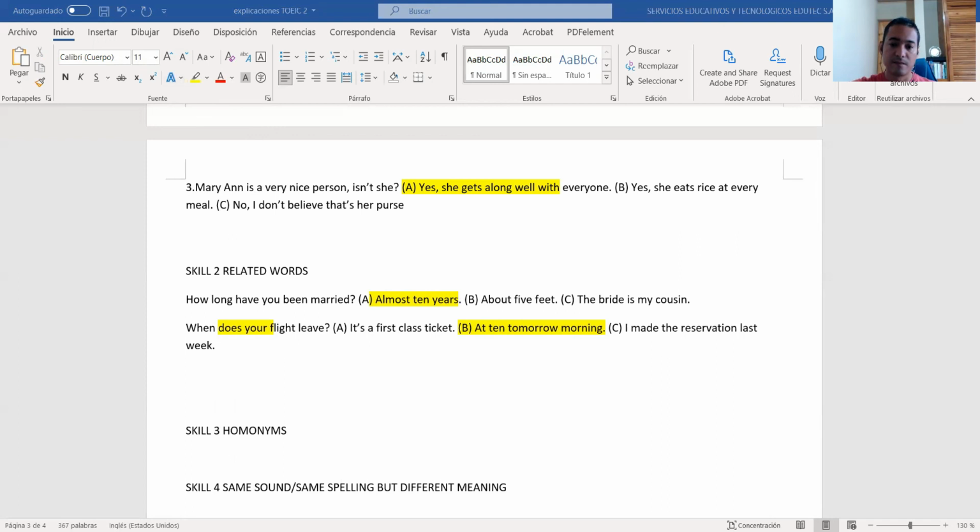Three. Where would you like to eat dinner tonight? A. Choose anything you like from the menu. B. It's my favorite meal of the day. C. There's a nice restaurant near my office.